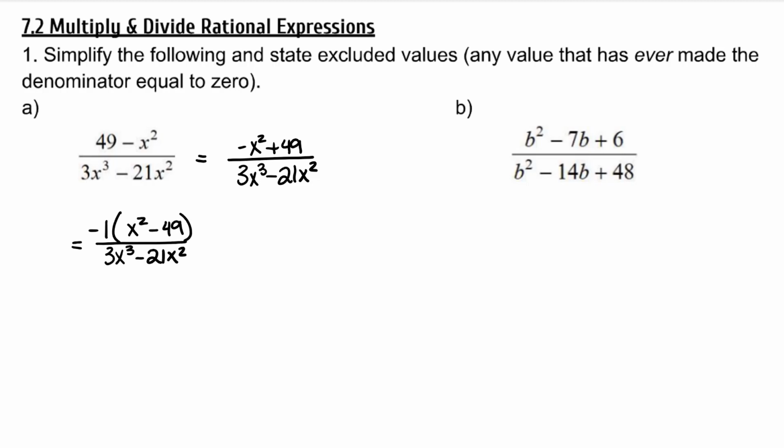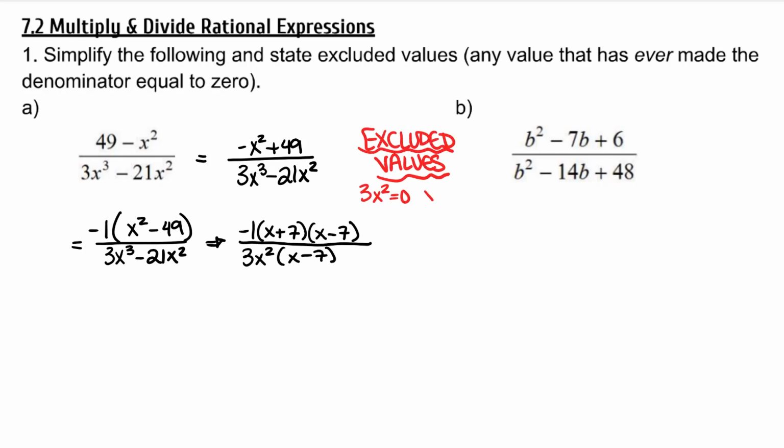Let's continue factoring. X squared minus 49 is the difference of perfect squares. And the denominator has a GCF of 3x squared. Once the denominator is factored, I can see what my excluded values should be. Anything that makes this denominator equal to 0.